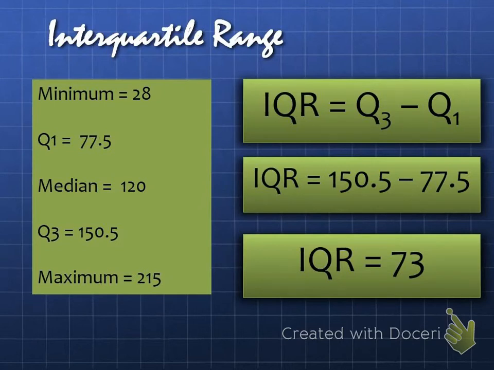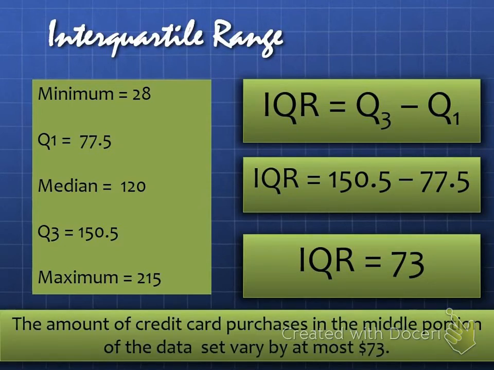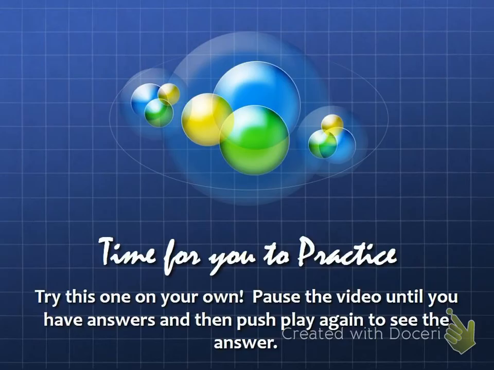That's the idea, and here's the calculation again, a little bit easier to see. It just lets us know again that our middle 50% of our credit card purchases are spread out over $73. So you could even look at it as the amount of credit card purchases in the middle portion of the data set vary by at most $73, right? Some of them will fall less, in that smaller range. Okay? All right, your turn.